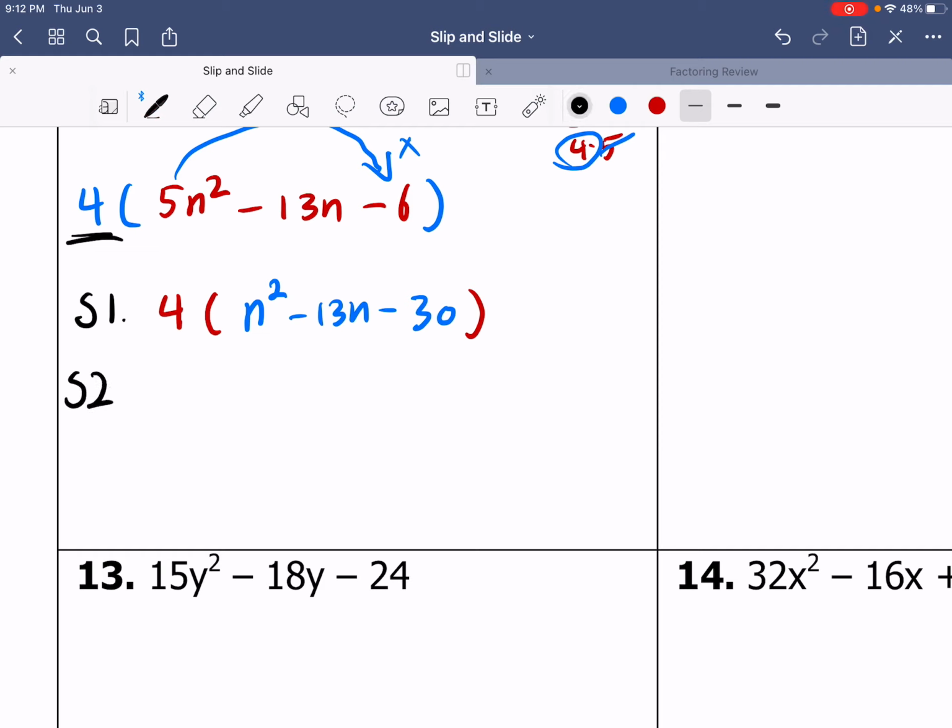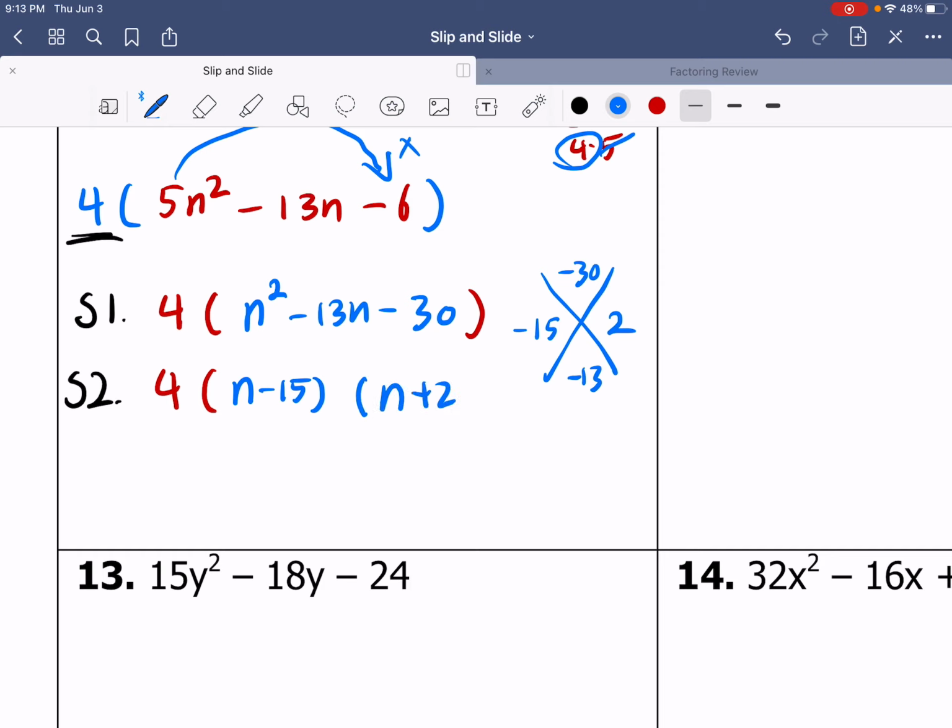And step 2, this can be factored, negative 30 and negative 13. What can give you this? Negative 10 and negative 3, no, because that will give you positive 30, so it should be negative 15 and positive 2. Yep. So n minus 15 and n plus 2. Okay, just like that.